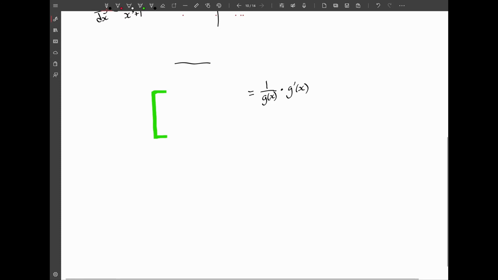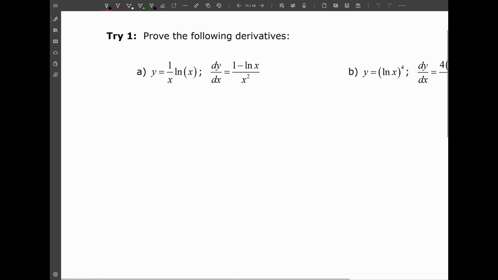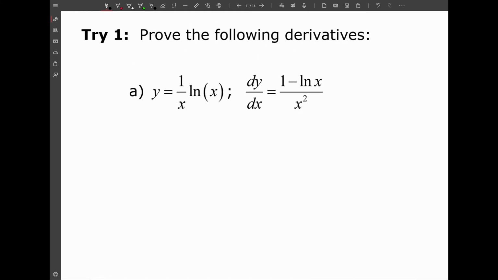All right, let's do some examples. So we're going to prove some stuff. Let's prove some things. Okay, so if y is equal to 1 over x times the natural log of x, then dy/dx is 1 minus natural log of x all over x squared. So this thing is clearly going to bust out some product rules, so we should record our f's and our g's here.